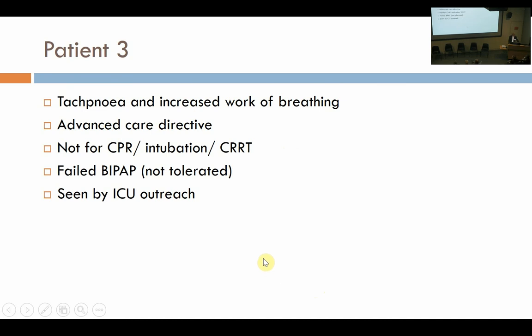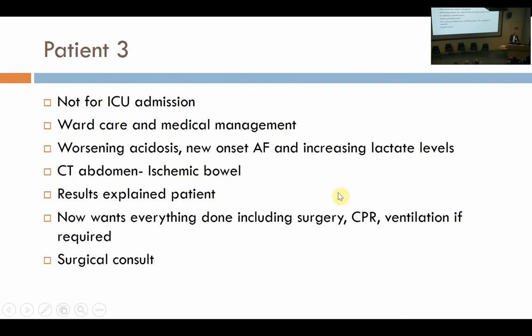Had an advanced care directive in place, not for CPR, not for intubation, not for dialysis. Had a failed BiPAP, and was seen by intensive care. Discussed all these options, and given that she already had all these advanced care directives in place, was sent to the ward. Because of worsening acidosis, new onset of AF, and increasing lactate level, they thought ischemic bowel is likely. So she had a CT scan that showed ischemic bowel.